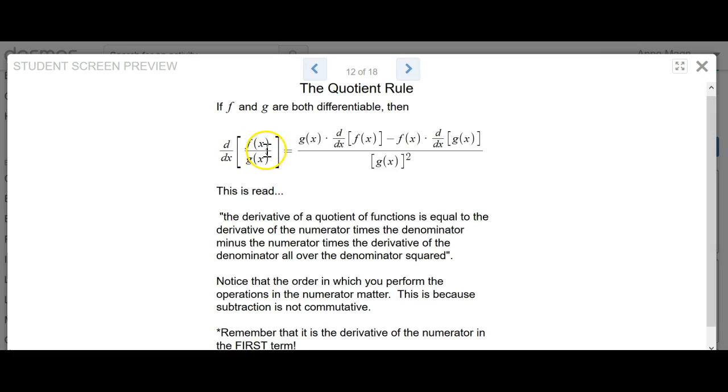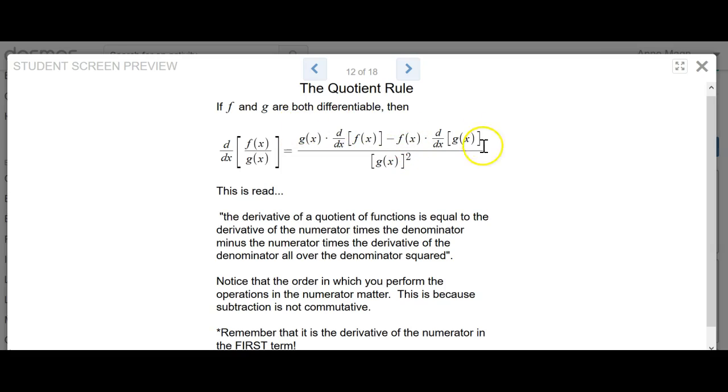their quotient. Notice that this involves a subtraction, and it's also a fraction itself, so it's a little bit more involved to remember. It's the derivative of the numerator times the denominator minus the numerator times the derivative of the denominator, all over the denominator squared.